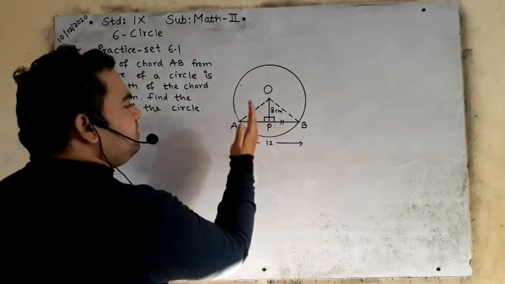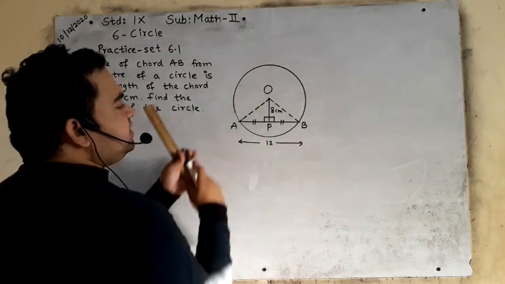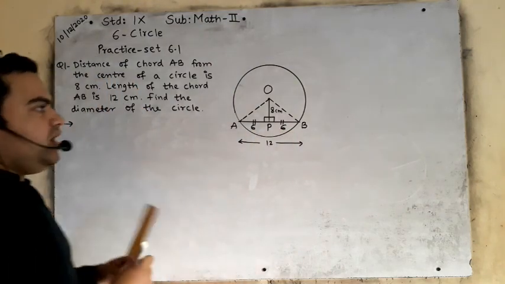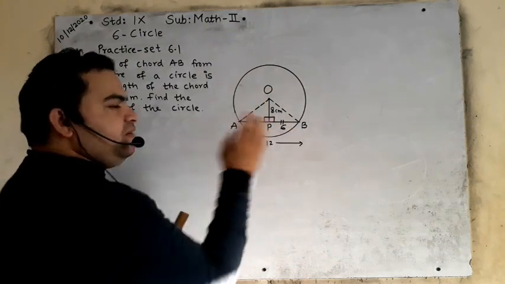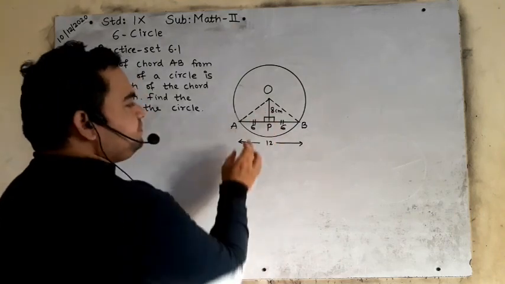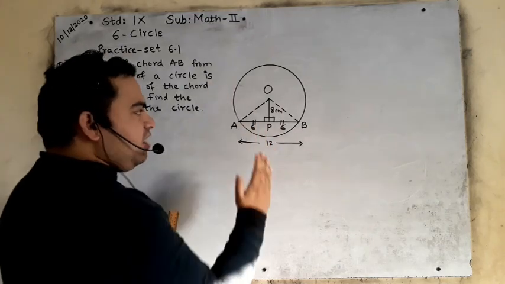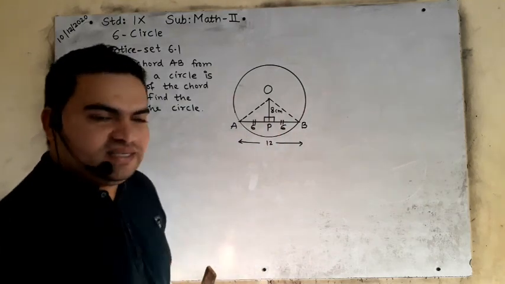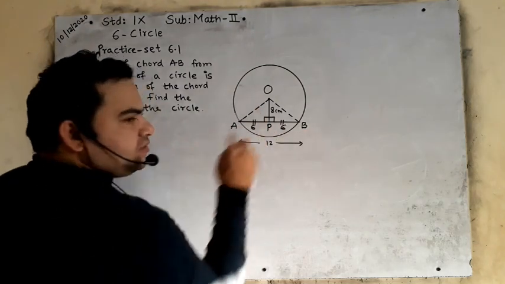It means AP will be half of AB. AP is half of AB, so it will be 6. BP will also be 6. Why? Because the perpendicular drawn from the center to a chord bisects the chord. AB is 12, so OP will divide the chord into two equal parts. Therefore AP is half of AB, and similarly PB is half of AB. Is it clear? Now we have two sides: OP 8 centimeter, PB 6 centimeter.